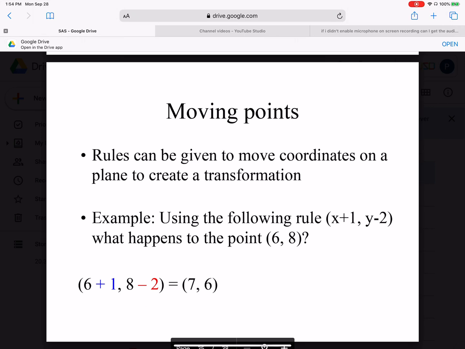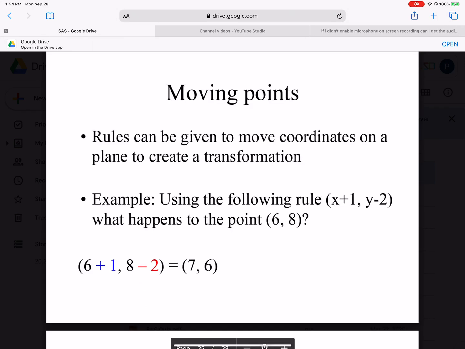Now, when we're talking about transformations on a coordinate plane, we're talking about moving it around, making it bigger, smaller, whatever. Now, in order to do so, you can give rules that change these coordinates into different ones to create a transformation. For example, if I use the rule x plus 1 and y minus 2, what happens to the point 6, 8?